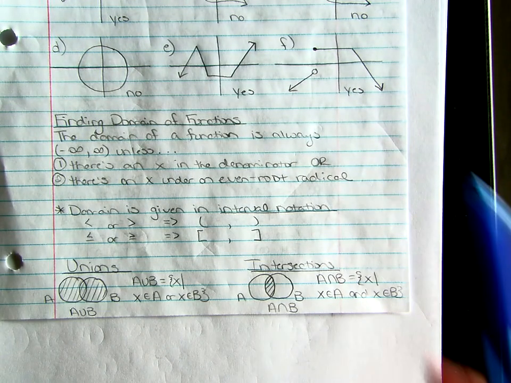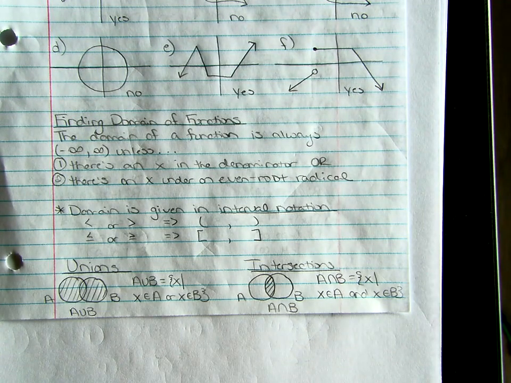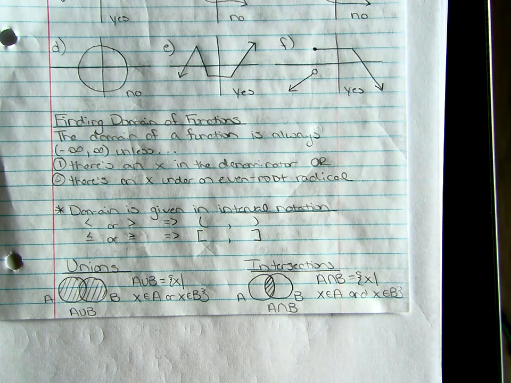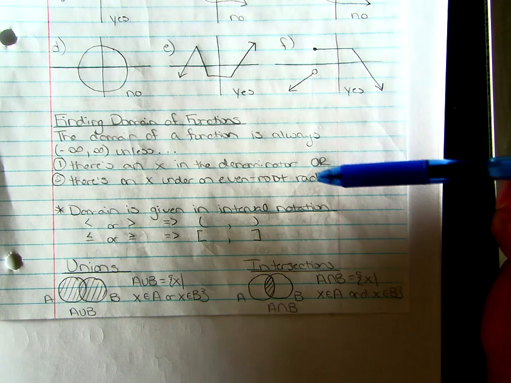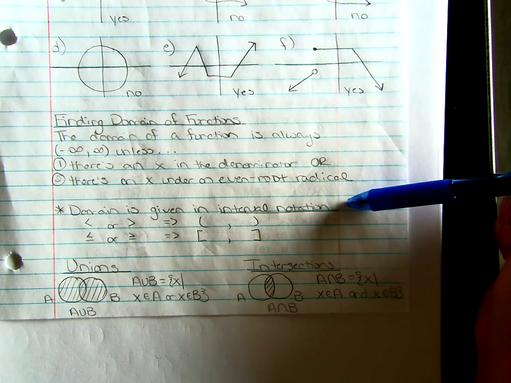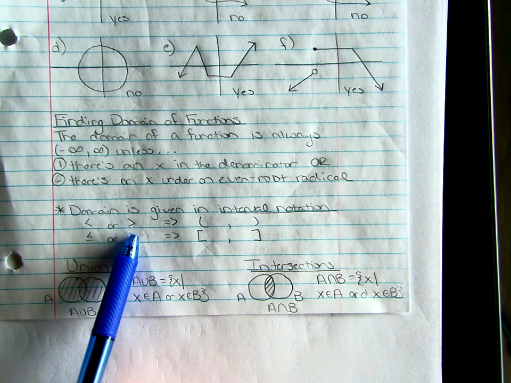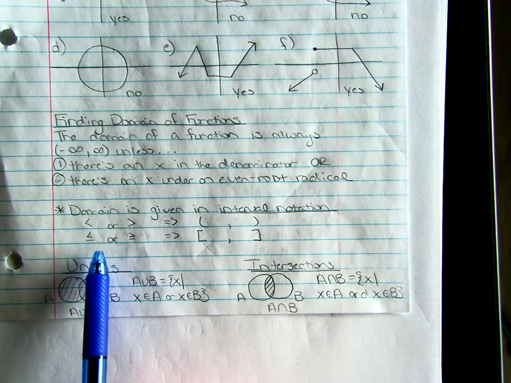So, I did put a star note there that you are using interval notation. And if we remember back, in interval notation, if we have less than or greater than, we're using the parentheses. Less than or equal to, greater than or equal to, we're using the closed-in square brackets.